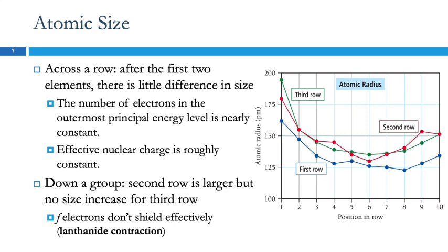Why is this? This is called the lanthanide contraction, and this is because the f electrons do not shield the nucleus effectively, and so the nuclear charge is a little bit increased and compensates for that extra level of electrons present. So these guys are pretty much the same size. Any questions?